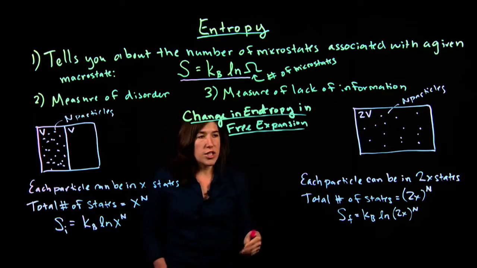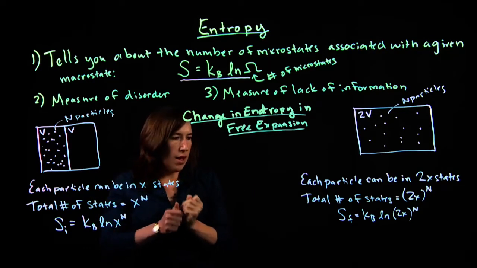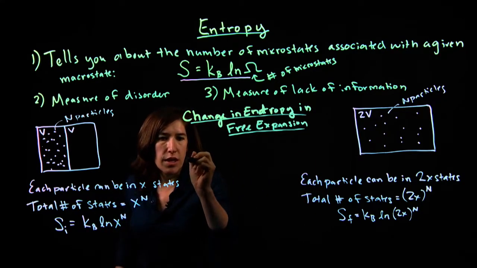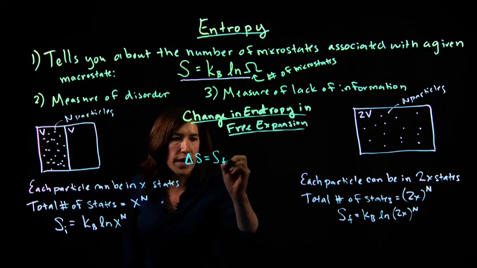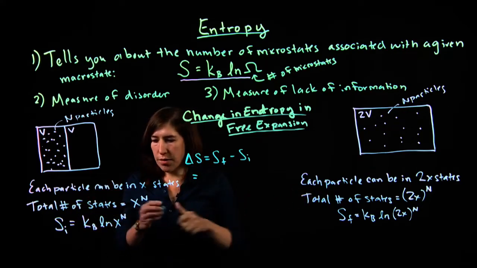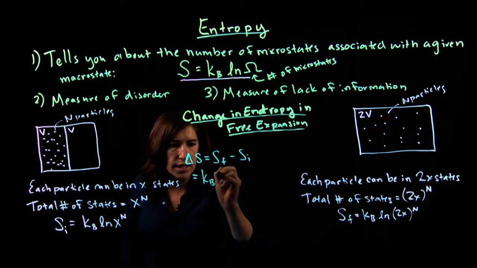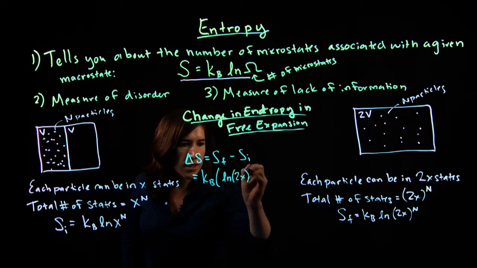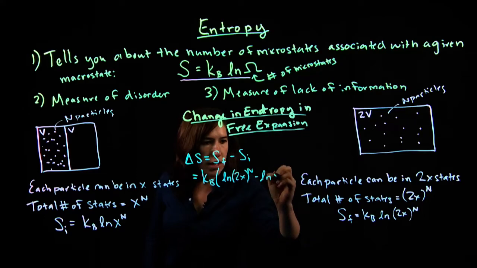And so what we wanted to do is compute the change in entropy in going from this initial state to this final state. So the change in entropy is equal to the final minus the initial, which now we can just plug these in. Maybe let's pull out Boltzmann's constant in front, times the natural log of 2X to the N minus the natural log of X to the N.